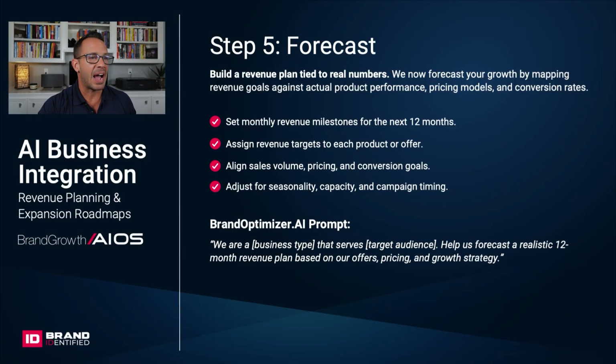So step number 5 is to forecast. Build a revenue plan tied to real numbers. We now forecast your growth by mapping revenue goals against actual product performance, pricing models, and your conversion rates. So set monthly revenue milestones for the next 12 months, assign revenue targets to each product or offer, align your sales volume, your pricing, and your conversion goals, and adjust for seasonality, capacity, and campaign timing. And then, as always, for step number 5, I've given you another BrandOptimizer.ai prompt.